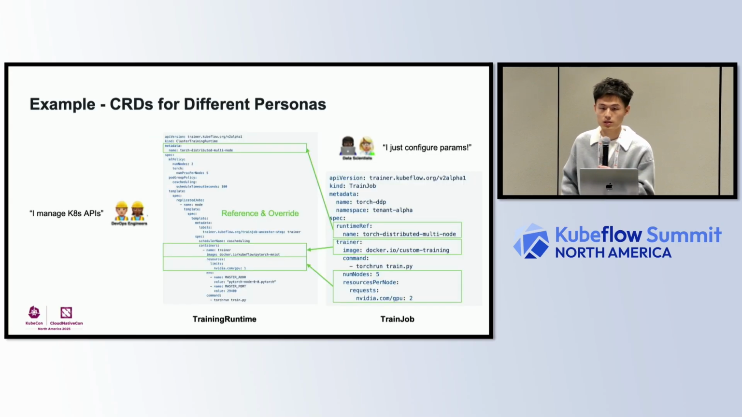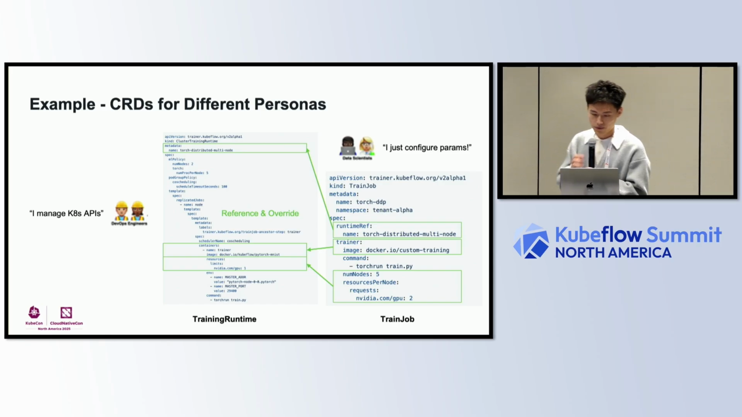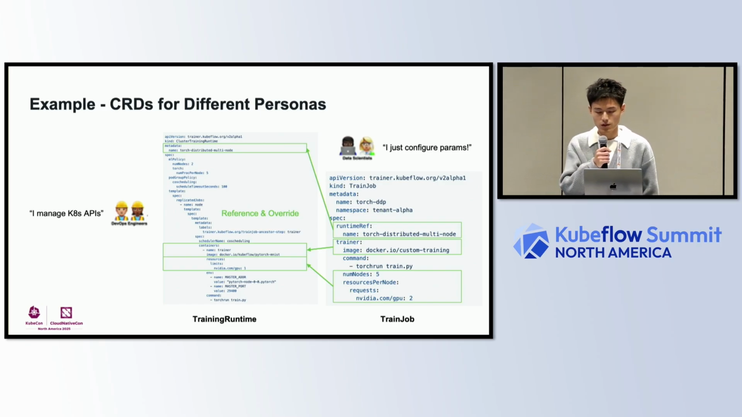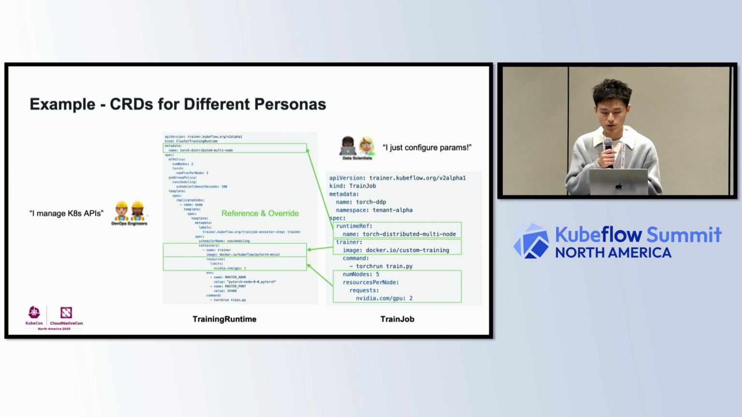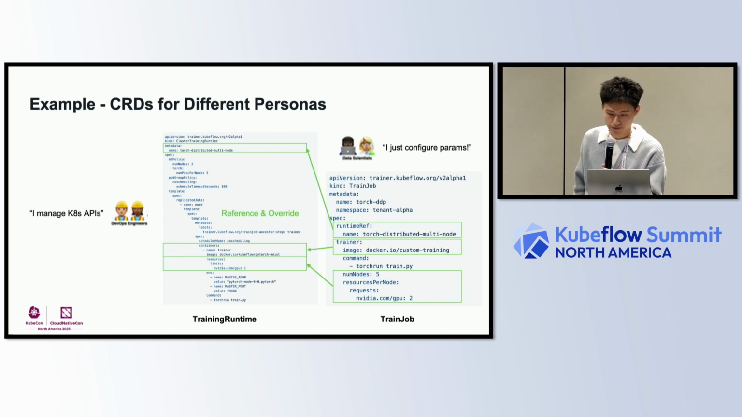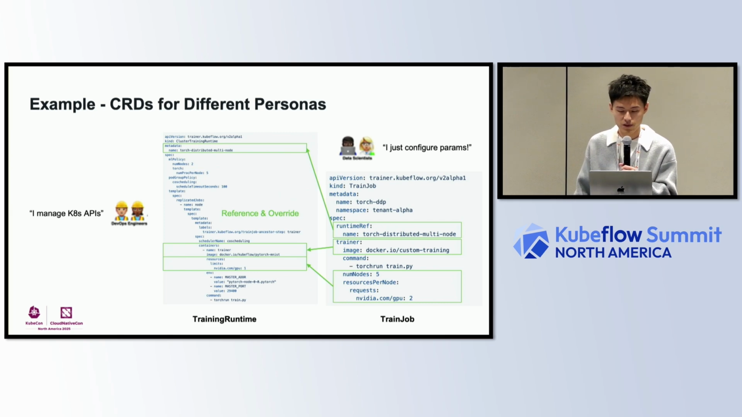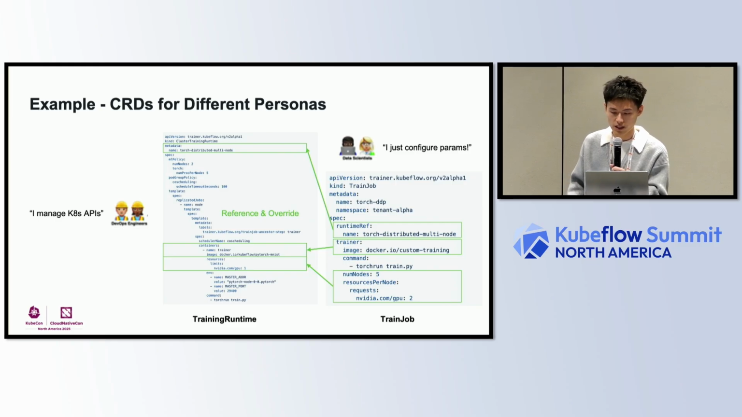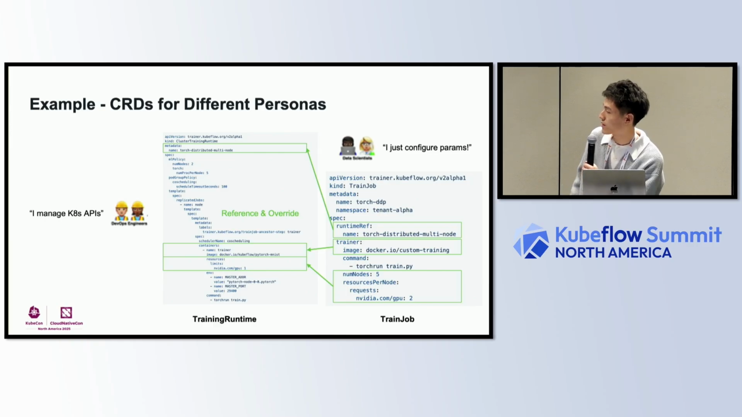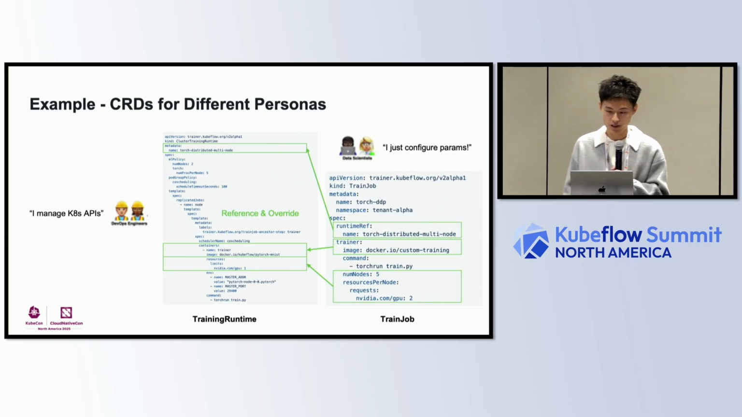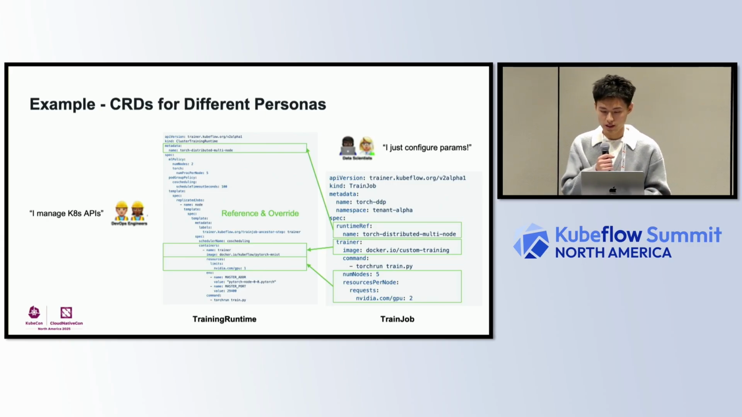And please let me use an example to have a better understanding of the relationship between training runtime and training job. On the left is a training runtime created by DevOps engineers. It contains all of the necessary configurations to start fine-tuning jobs, like images, start command, resources, and other necessary configurations. On the right is the training job CRD. It only consists of the necessary overriding configurations that allow data scientists to customize their fine-tuning jobs.